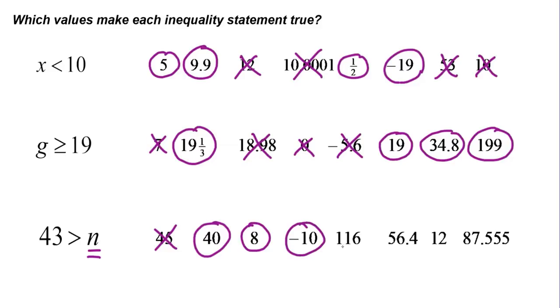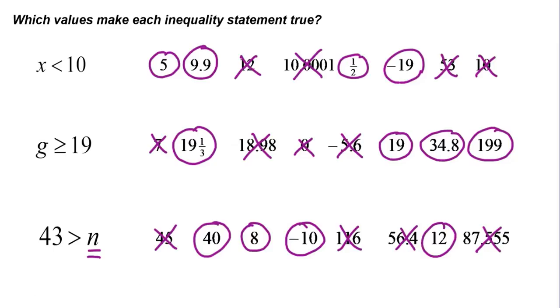Is 43 greater than 116? No. Is 43 greater than 56.4? No. Is 43 greater than 12? Yes. And is 43 greater than 87.555? No. So you can see there are a lot of solutions, or possible numbers, that would make these inequalities true.